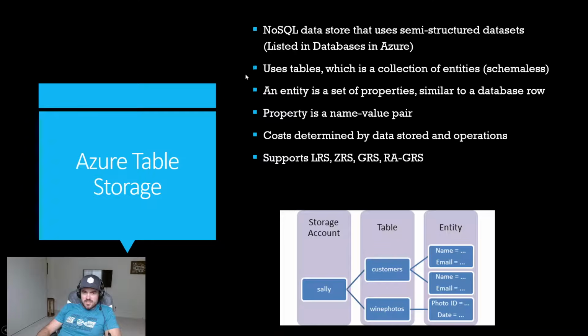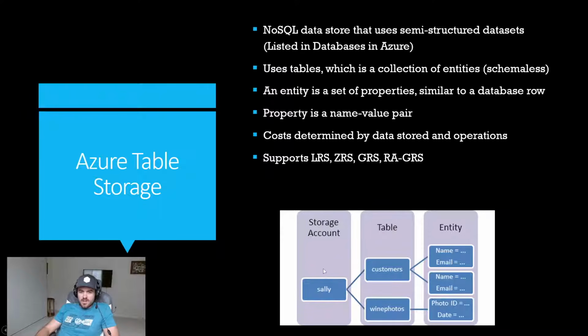But in this case, these tables are a collection of entities, so they're schemaless. And an entity is basically a set of properties that's similar to a database row, okay? A property is just a name value pair, and then your costs are determined by the data stored and the operations you are doing on your data. And then, of course, it supports these different redundancy options.